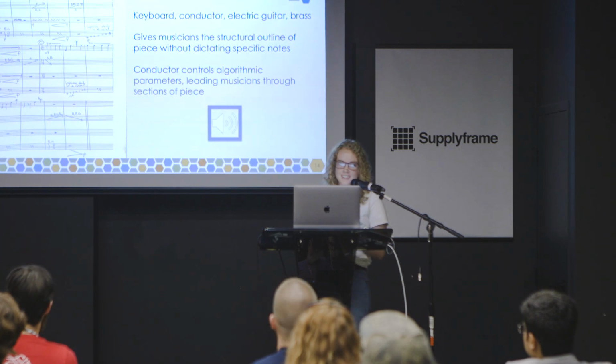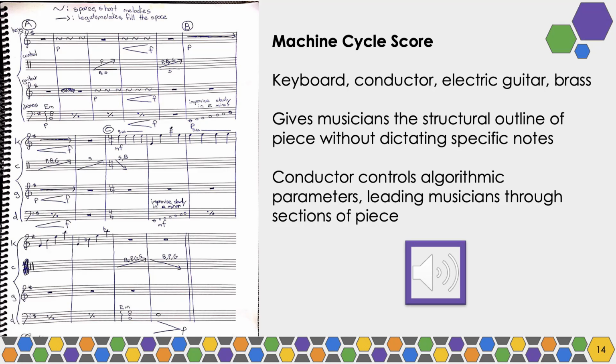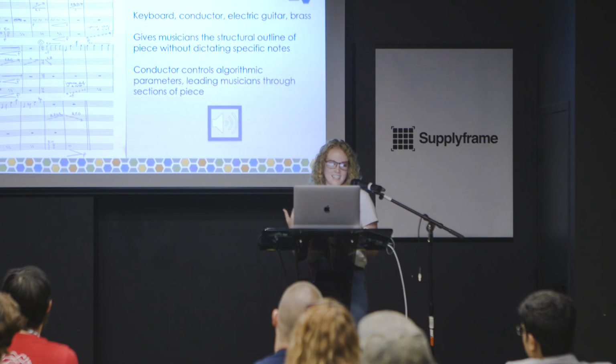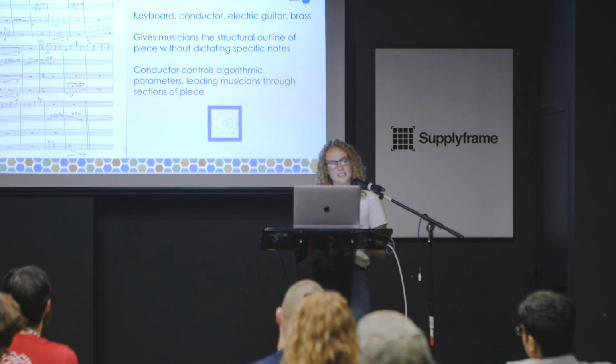And on the left here, you'll see a picture of the score that I wrote for this piece. Unlike a traditional score, it's not dictating exact notes that all of the performers have to play. Basically, the top line is for the keyboardist, and it's kind of telling them when to improvise, when to pause, when they should build, dynamics. The control is for the conductor, what they should change about the algorithm.